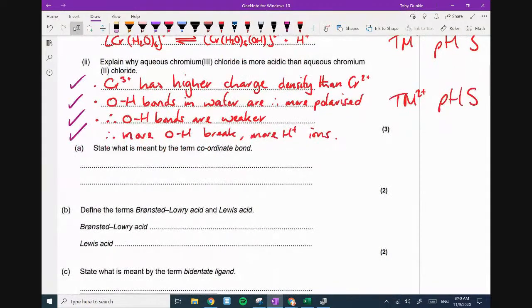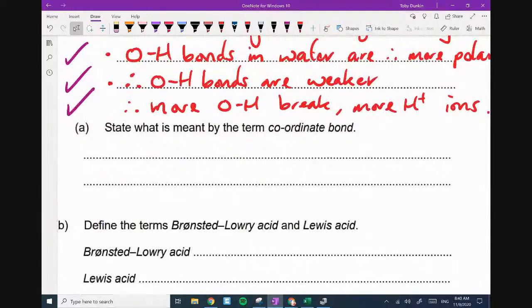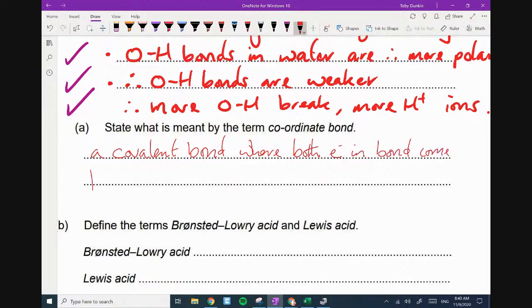State what is meant by the term coordinate bond. A covalent bond. I'm going to switch back to red. I don't like changing my color. Swing my pen as well. A covalent bond where both electrons in the bond come from one atom in the bond.